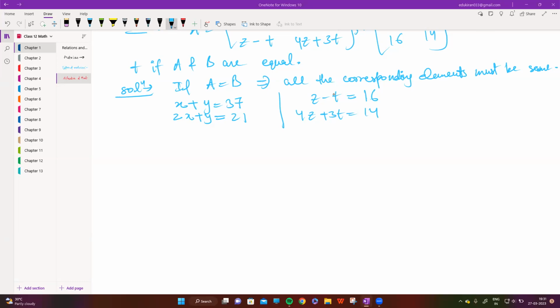This is very quick. Just have to subtract first equation from second. This will give you x is equal to minus 16 directly. If x is minus 16, y must be 53. Now answer the second one.